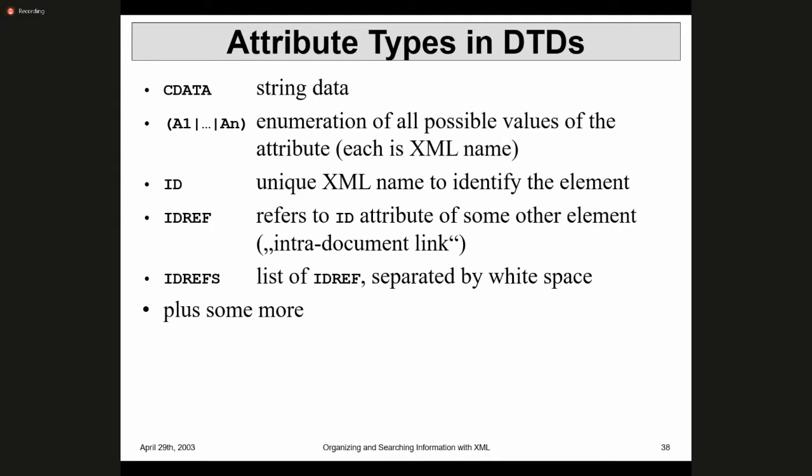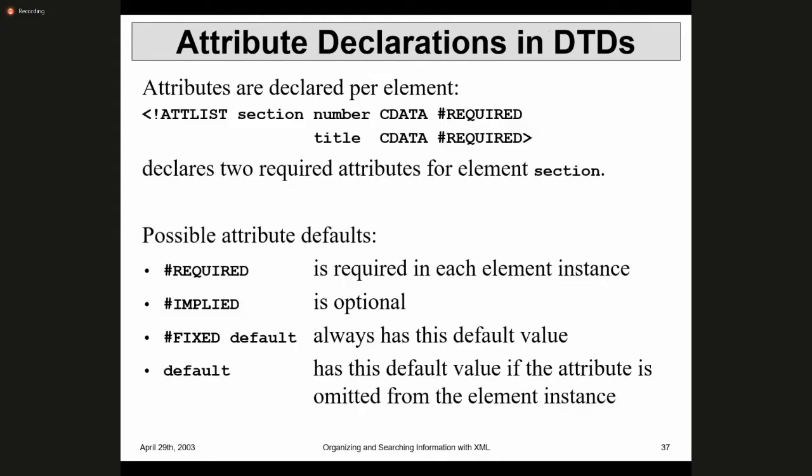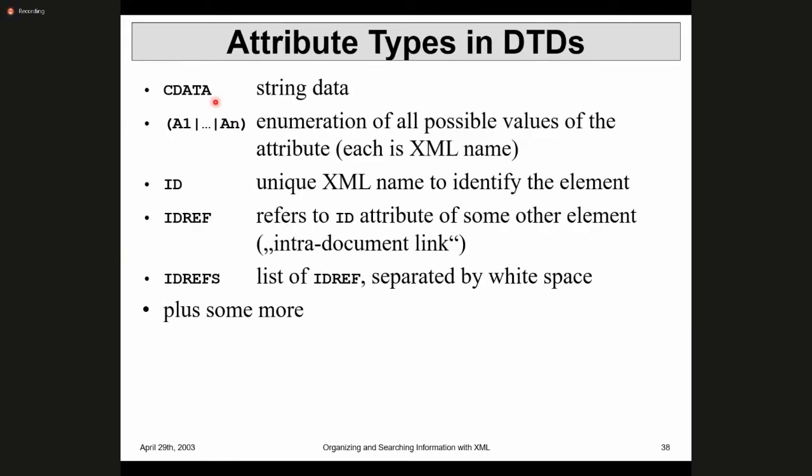Attribute types in DTDs. There can be multiple attribute types. For the moment we discussed CDATA. Apart from CDATA, we have multiple. CDATA means string data, right? And if multiple data types are possible, you can define them within brackets like this.